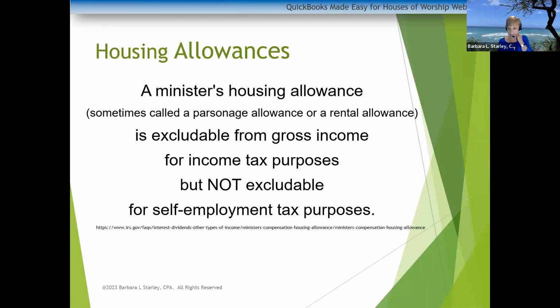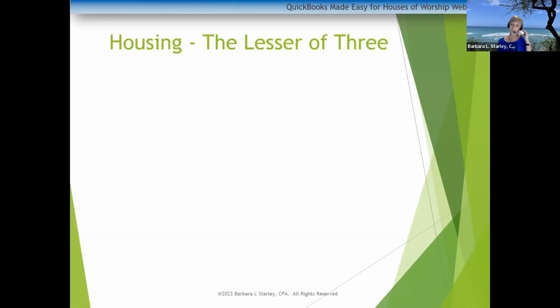And to that point, a portion of the salary really should be designated for the pastor's tax benefit as a housing allowance, because it'll reduce his income tax, right? And we're going to talk about how we determine that.